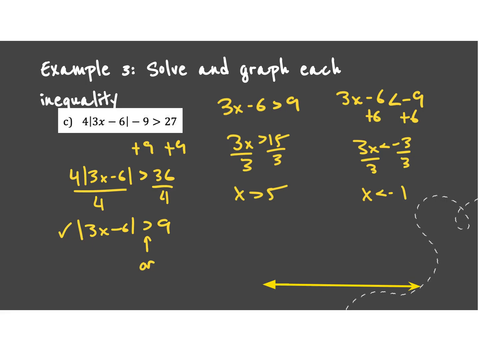All right, so on my graph, negative 1, 1, 2, 3, 4, 5. I'm going greater than here, less than here.